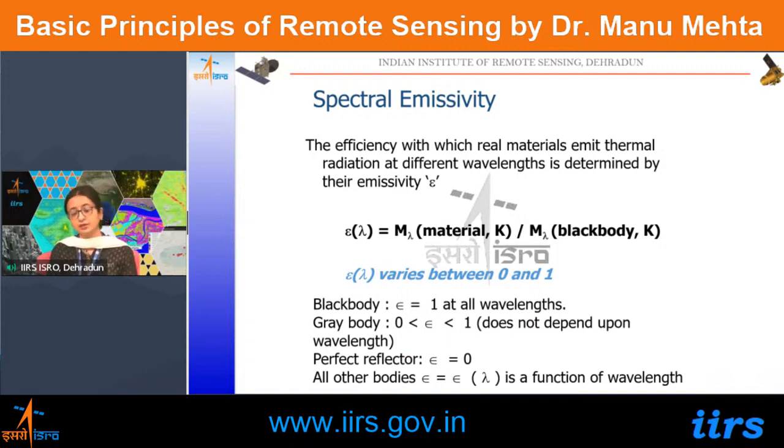If the value is close to 1, for example, that's for water. Water is a good absorber, a good emitter, right? For metals, this emissivity will be low because metals reflect more and emit less, right? So this parameter tells you about the emission properties of objects.